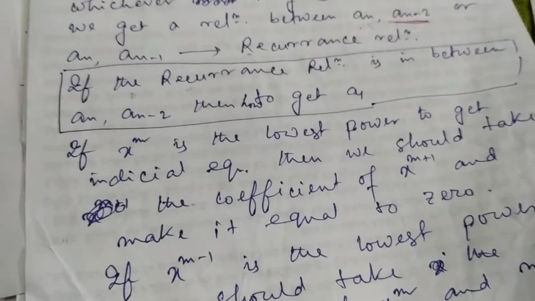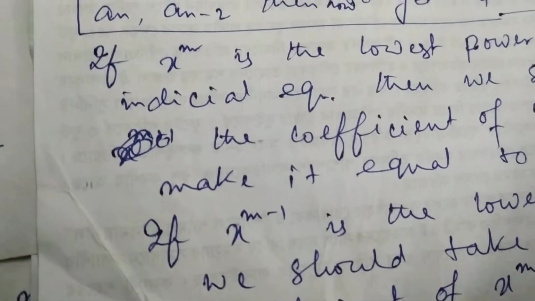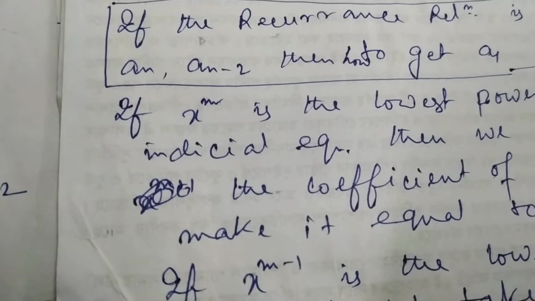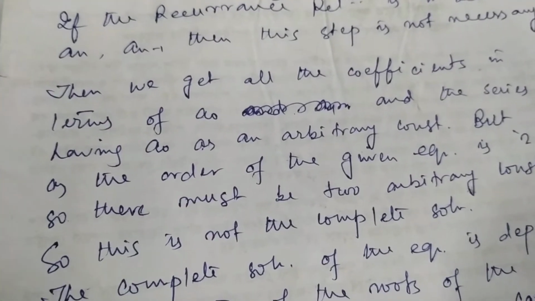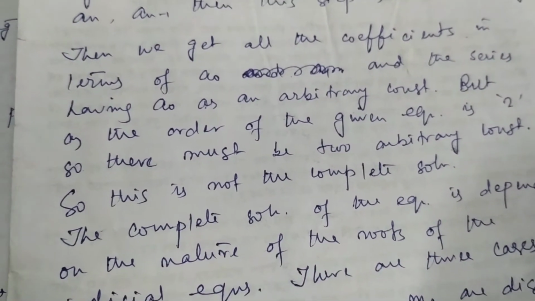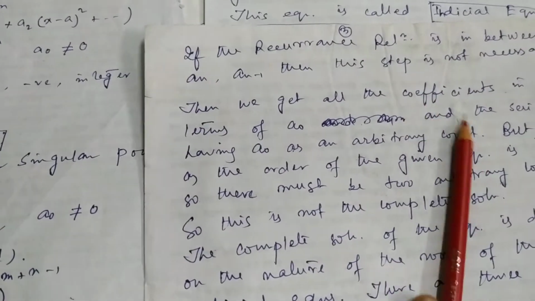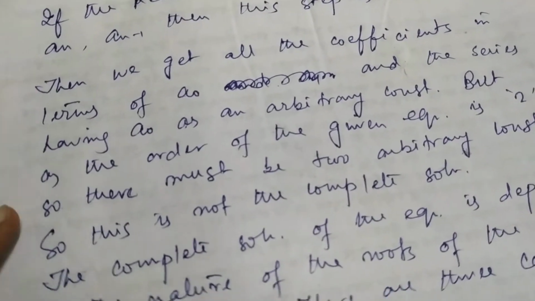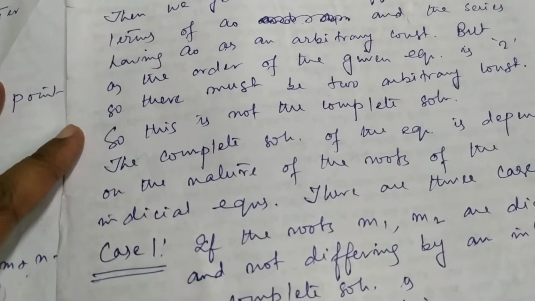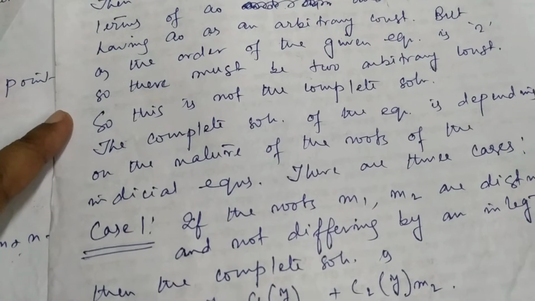Right? If the recurrence relation is in between n and n minus 1, this step is not necessary. Then we get all the coefficients in terms of a naught and the series having a naught as an arbitrary constant. But as the order of the given equation is 2, there must be two arbitrary constants. So this is not the complete solution. The complete solution of the equation depends on the nature of the roots of the initial equation.